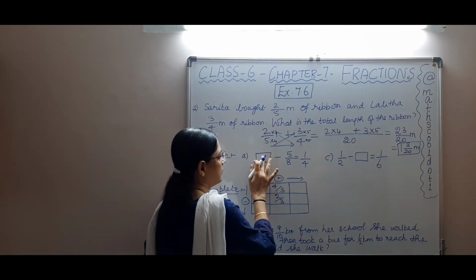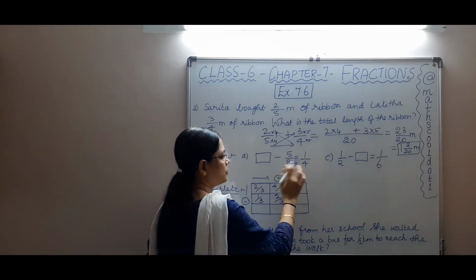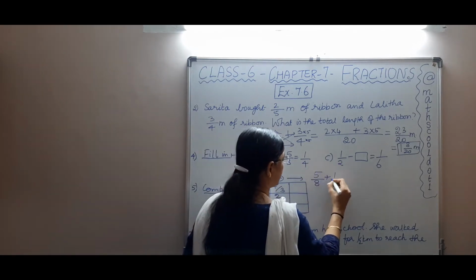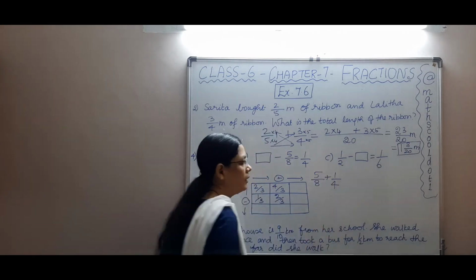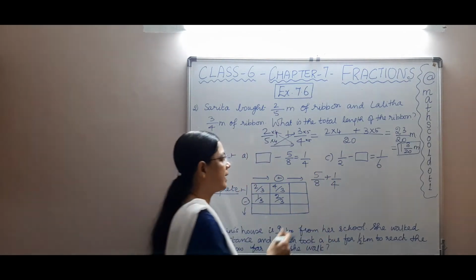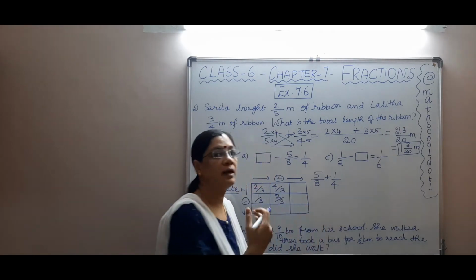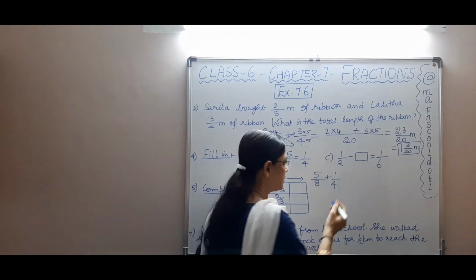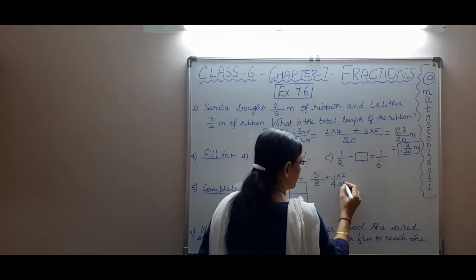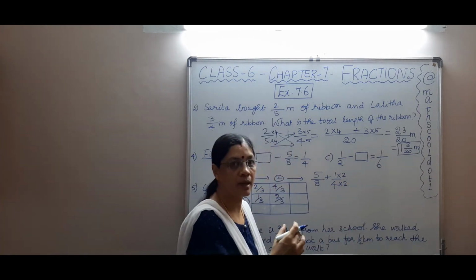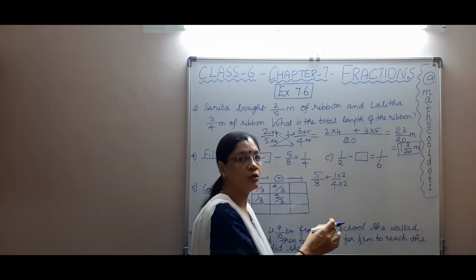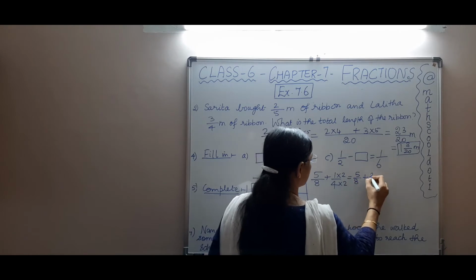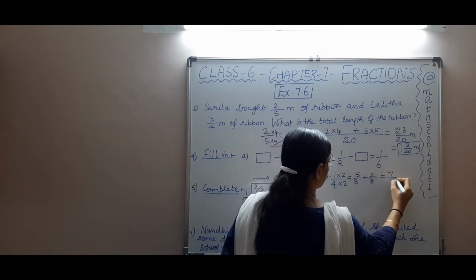So here the bigger number is not given, so we just need to add these two numbers. So I add 5 by 8 plus 1 by 4. Now if you see 8 and 4 here, obviously the LCM is 8, because you can write 4 as 8. So this fraction has to be multiplied by 2, both numerator and denominator. So I get 5 by 8 plus 2 by 8, which will be equal to 7 by 8.